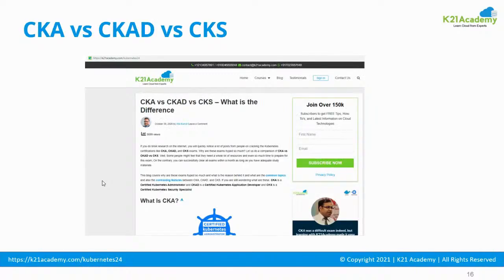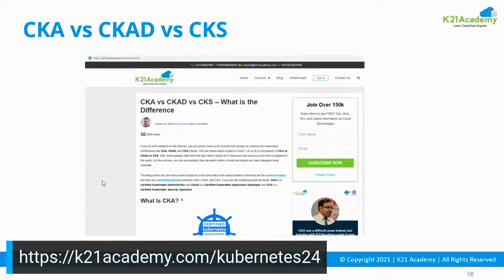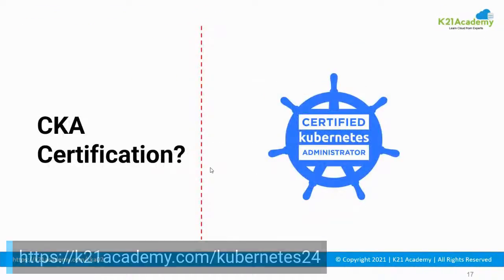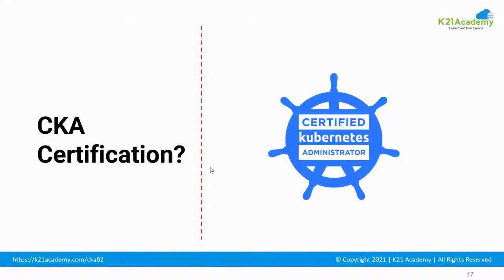Now, I've already done a blog in the past covering the difference between CKA, CKAD, and CKS: Certified Kubernetes Administrator, Developer, and Security Specialist. You can check it out after this class by going to k21academy.com/kubernetes24. That will tell you about the differences and which one you should be picking. But I'll try to cover as much as I can here within the short time that we have.